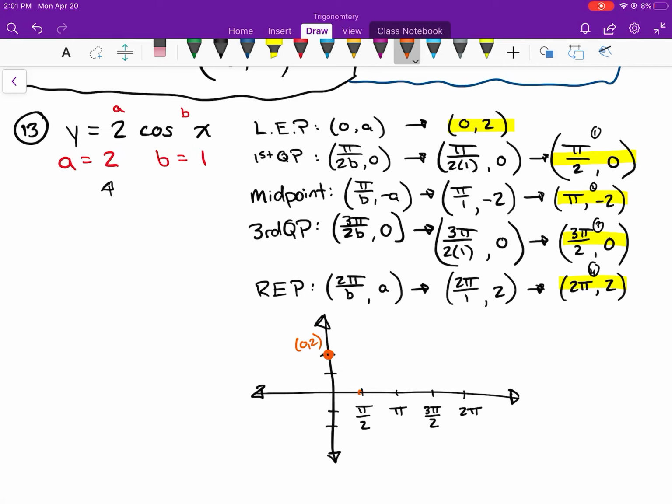So that's 0, 2. My next one is at pi over 2, 0. And then my next one is at pi, negative 2. Okay, and then 3 pi over 2, 0. And then 2 pi back up to 2. Now these cosine graphs tend to look more like a V than the sine functions. So here we come down. And then that's all that is required. Those 5 points plotted. So that's how we do cosine.